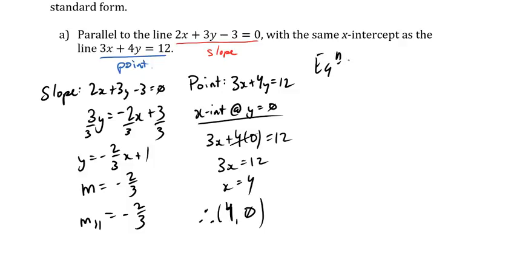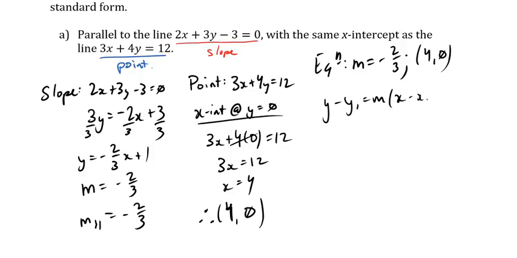Remember, all of this is we're trying to find an equation. And the formula for finding an equation, no matter what you're doing, whether it's y equals mx plus b or using the point-slope formula, requires that you have point and slope. So my slope is negative 2 over 3, and my point is 4, 0. Y minus y1 equals m, x minus x1. Y minus 0 equals negative 2 over 3, x minus 4.